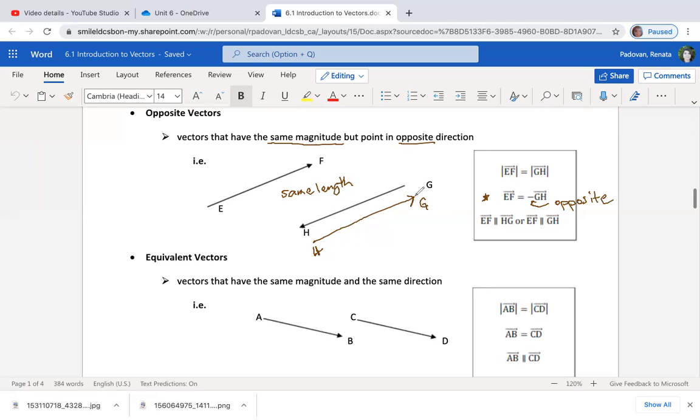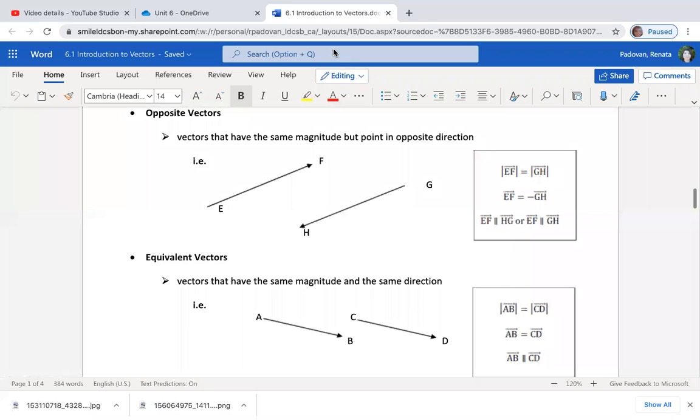Vector EF and the brown one that I drew, HG, are parallel to each other, but I just want to erase that because the important thing to mention is that it's saying they're parallel, but that they're not opposite, right? This statement here, vector EF is equal in length to the opposite of vector GH. These are opposite to each other with that negative symbol.